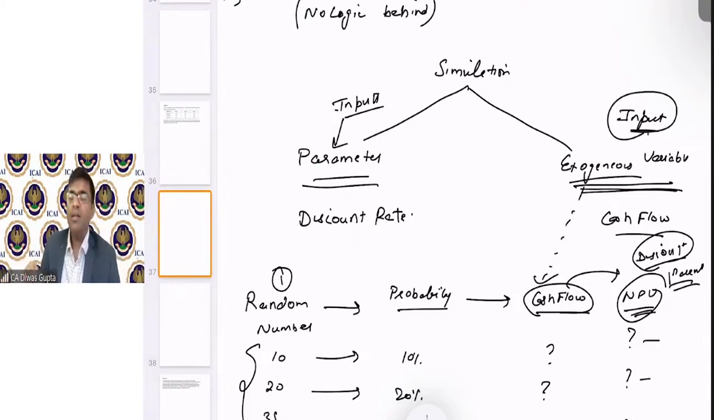Now, what is an exogenous variable? Exogenous variables are those inputs which are bound to change and are not in the decision maker's control. They are dependent on some probability, which is in turn dependent on the random number. Okay, they are dependent on some probability to happen. So this cash flow is dependent on some probability, and this probability is coming from a random number. Simple. Okay, students, so I hope the exogenous variable and parameter are clear.